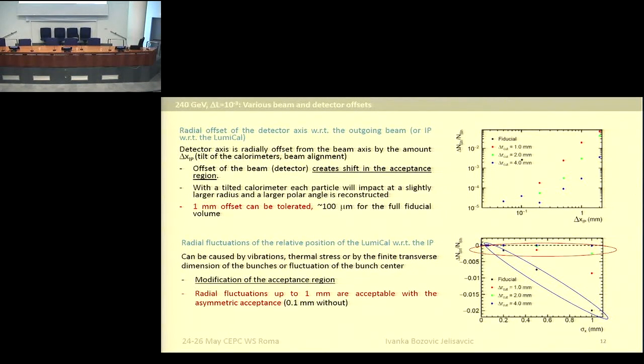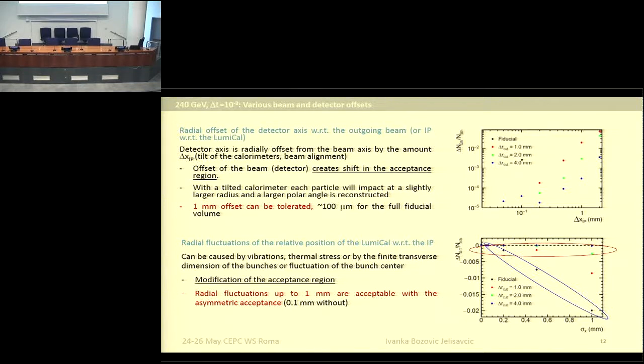in the case of the asymmetric cuts. Then it is possible to have a radial offset of the detector axis with respect to the outgoing beam. This is the so-called tilt of the calorimeter, which again modifies the acceptance region. Basically, particles hit the LumiCal at larger radius, and you will have an error in reconstruction. With the lab-style cut, we can tolerate this offset at the level of 1 millimeter, and approximately 10 times that requirement if you ask for the full fiducial volume.